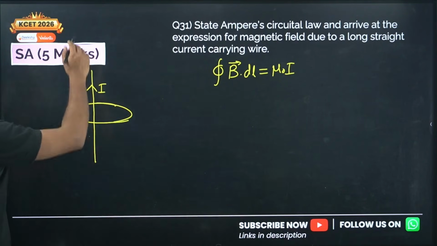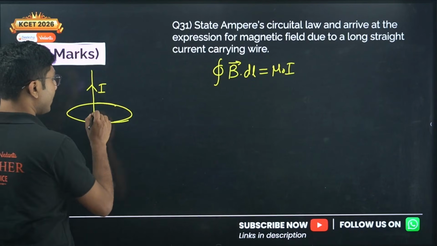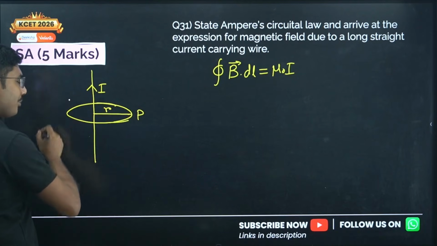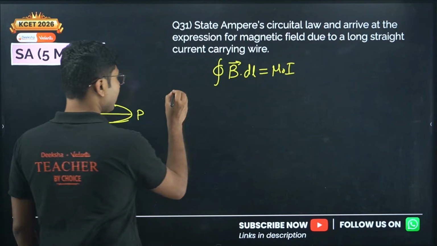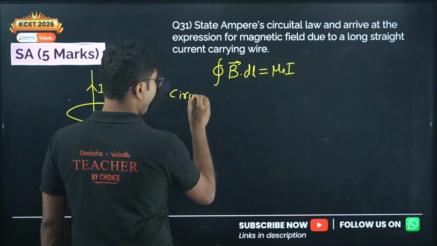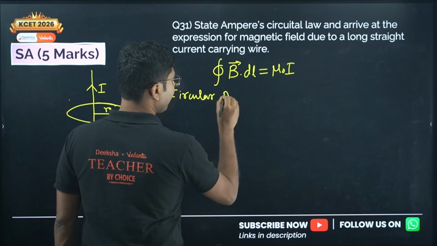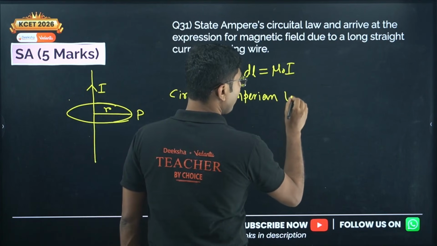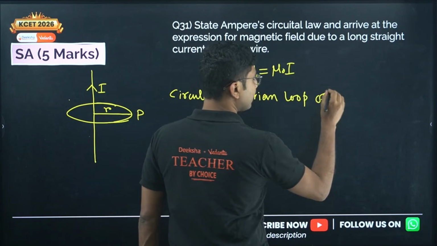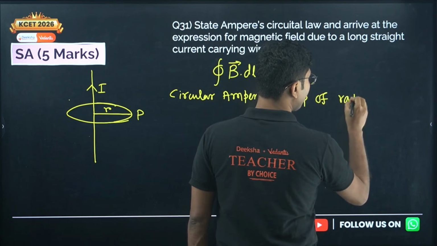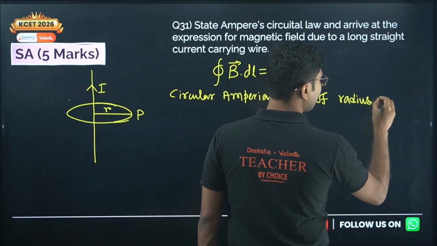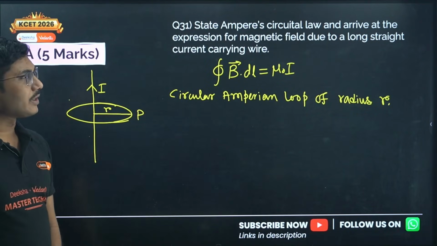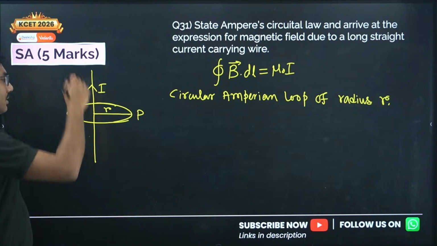Now, for an infinitely long straight wire, we are trying to find the magnetic field, say at a point P. We will construct a circular Amperian loop of radius r. These are very important things that students do not write. If you don't write it, you will lose some marks. Okay, circular Amperian loop of radius r around the wire.